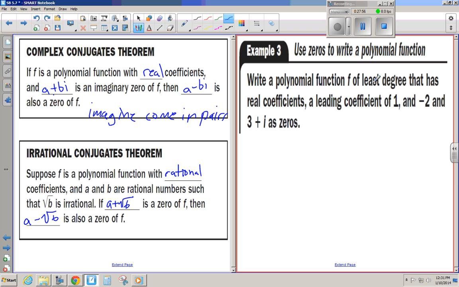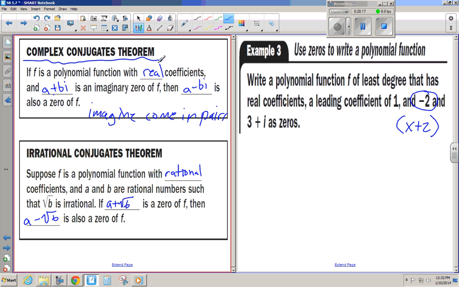Write a polynomial function of f in least degree that has real coefficients, a leading coefficient of 1, and negative 2 and 3 plus i as a 0. All right, negative 2 is the easy one. That's x plus 2. It's the opposite. Negative 2 plus 2 is 0. This one here requires the complex conjugate theorem, 3 minus i.